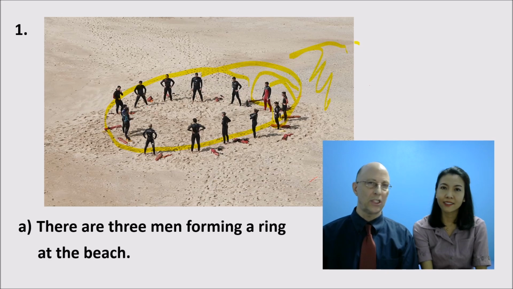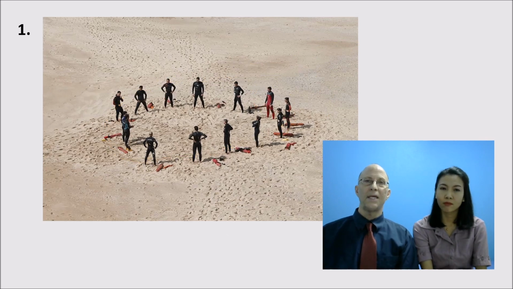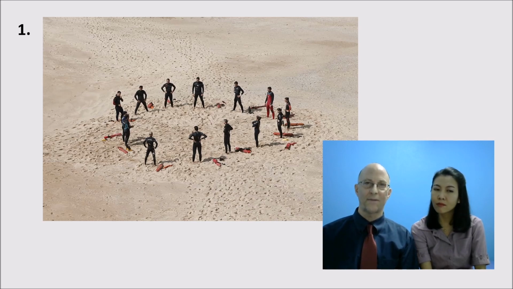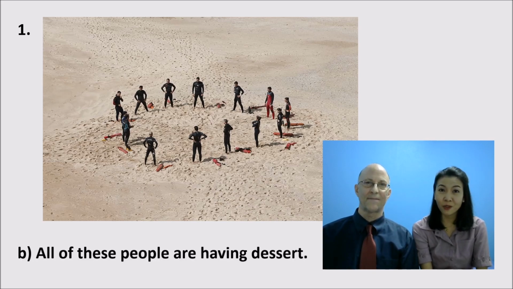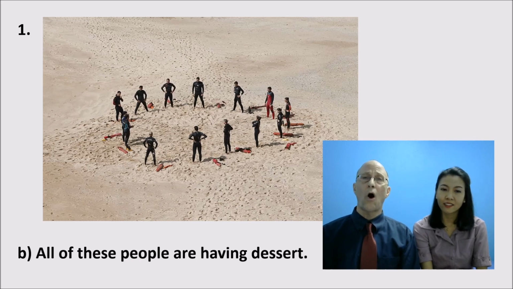The best strategy to use in this case is to delete the sentences that you know are incorrect, and then you'll be left with a smaller number of options. B. All these people are having dessert. Dessert is something that you eat. I don't see anyone eating dessert here. Yes, they're in sand. That could be called a desert. Often these tests will include homonyms or close homonyms, which means words that sound the same but aren't the same. Dessert is food, desert is sand.